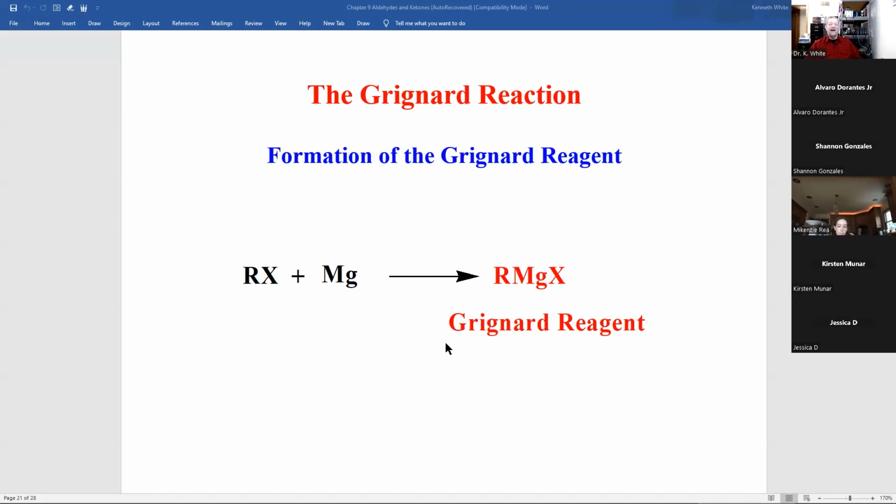All right, let's move on to a new reaction. And this is called the Grignard reaction, where the first reaction is forming the Grignard reagent. And here, X can be chlorine, bromine, or iodine. And what you make is the Grignard reagent, RMgX. This is magnesium metal. You usually do this in ether, but I'm not talking about reaction conditions.